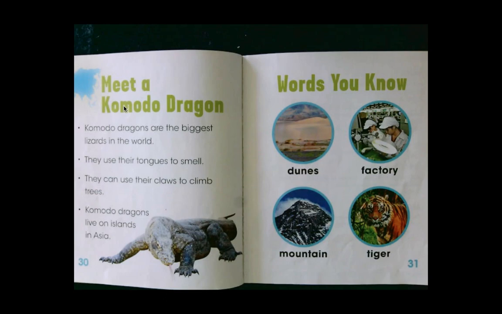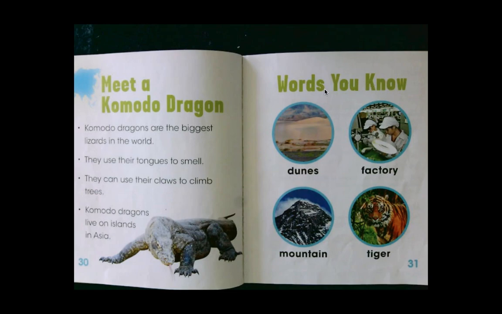Meet a Komodo dragon. Komodo dragons are the biggest lizards in the world. They use their tongues to smell. They can use their claws to climb trees. Komodo dragons live on islands in Asia.